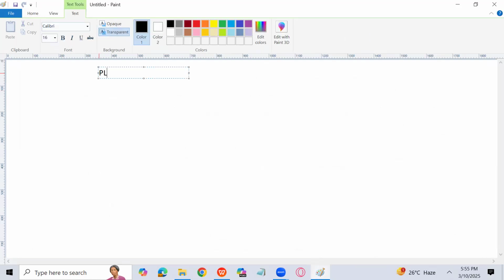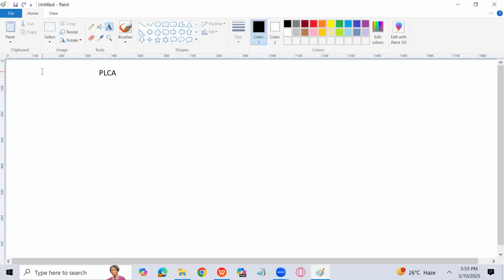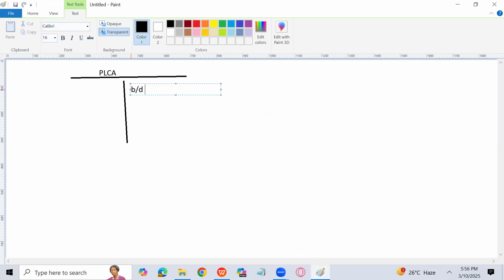So I have to prepare the PLCA, the purchase ledger control account, in order to find credit purchases. I will write here PLCA. Here I'm going to write the carried down, here the payment to trade payable, and here the credit purchases. So this is how we will do that.